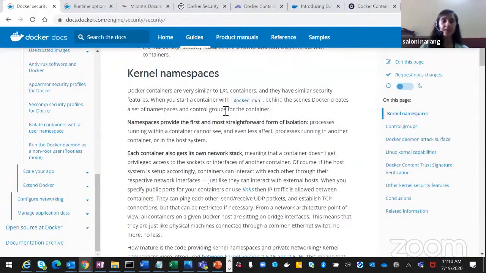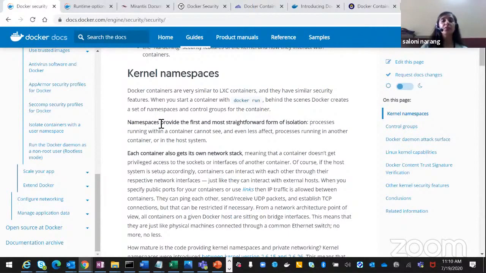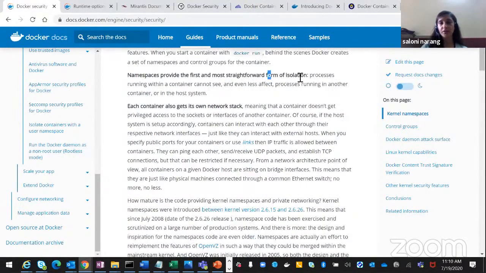Kernel namespaces. Docker containers are very similar to LXC containers, and they have similar security features. When you start a container with docker run, behind the scenes it creates a set of namespaces. Each container has its own set of namespaces so that they do not affect the other processes running on the same server. Namespaces provide the first and most straightforward form of isolation. Processes running within a container cannot see, and even less affect, the processes running in another container, as I stated earlier. Each container also gets its own network stack.